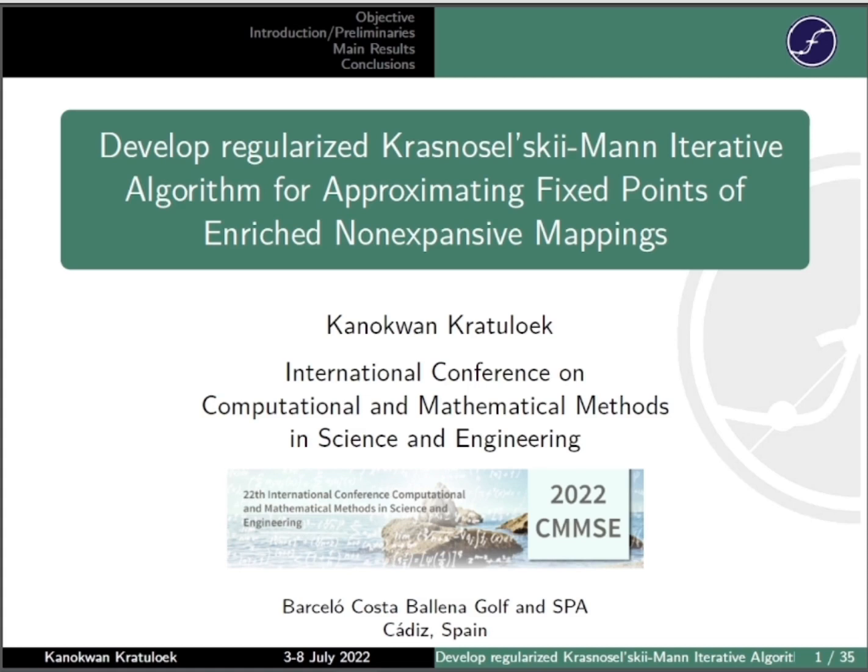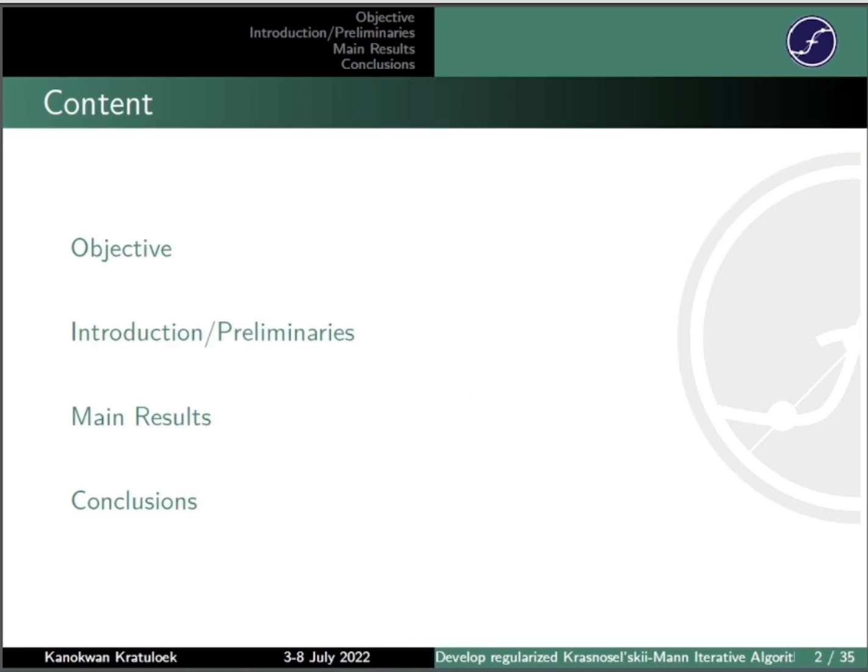Today I will present about a developed regularized Krasnosel'skii-Mann iterative algorithm for approximating fixed points of enriched non-expansive mappings. My content will be presented in 5 sections. The first section is objective. The second section is introductions and preliminaries. The third section is main result, and the last section is conclusions.